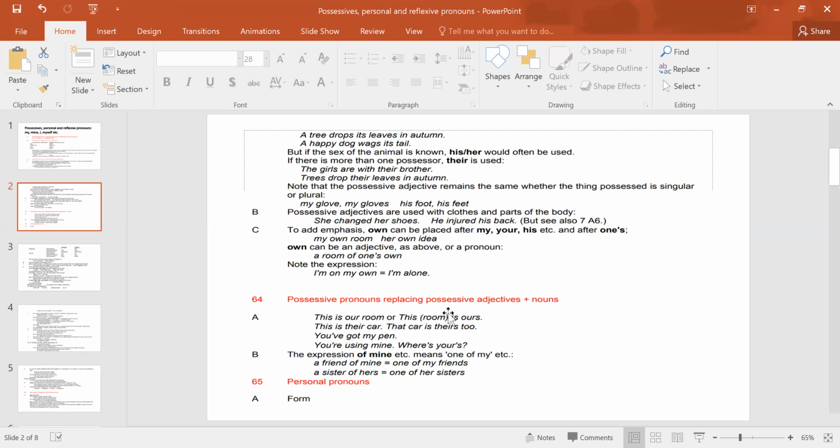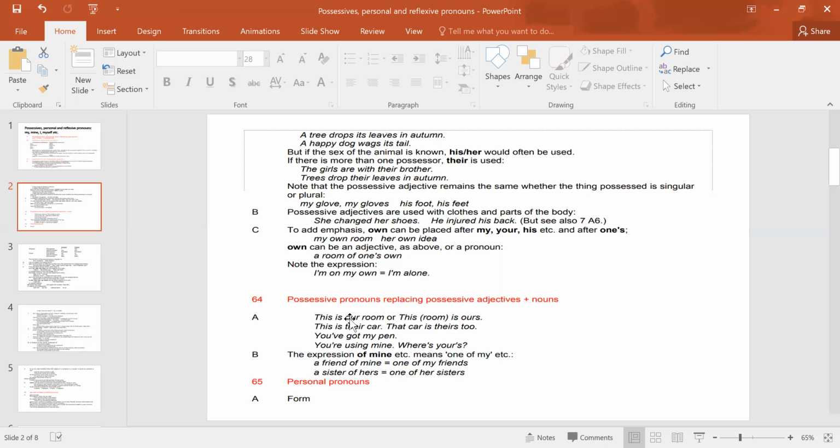Possessive pronouns replacing possessive adjectives plus nouns. So possessive pronouns sometimes replace possessive adjectives plus nouns as well. For example, this is our room can be replaced with this room is ours. Here, ours is a possessive pronoun. Whenever you want to use possessive pronouns, you normally use them at the end of the sentences. You move the possessive pronoun to the end of the sentence.